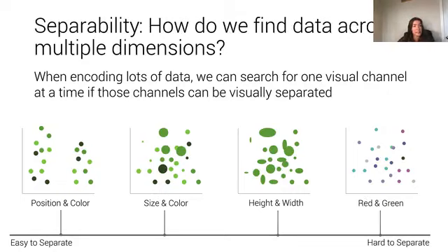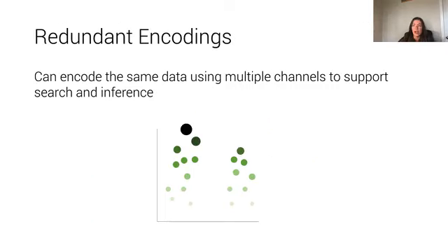One other way we can use this idea of multiple channels to support different kinds of analysis tasks is through what are called redundant encodings. When I use a redundant encoding, I'm encoding the same data dimension using multiple channels. And these multiple channels will support search and inference over different visual dimensions. So for example, here I'm encoding my Y value using position, using color, so the values are getting darker as they get larger, and using size. The marks themselves are getting physically larger as the values get larger.